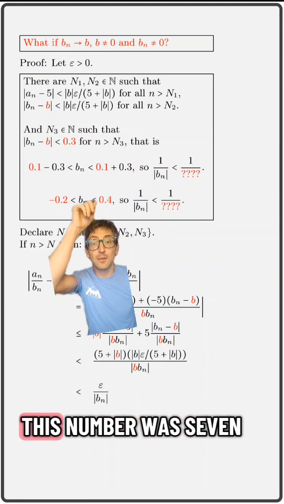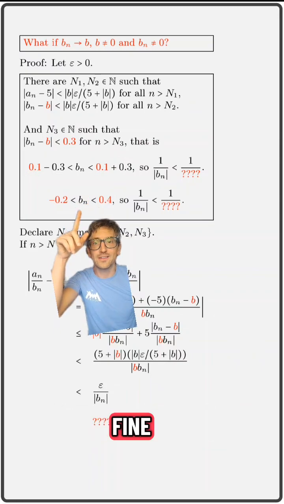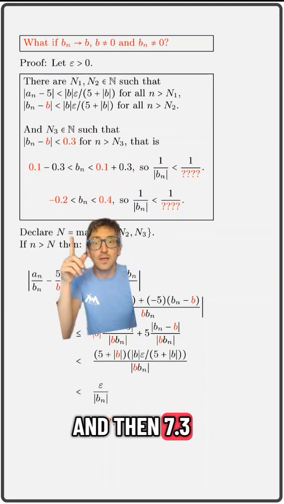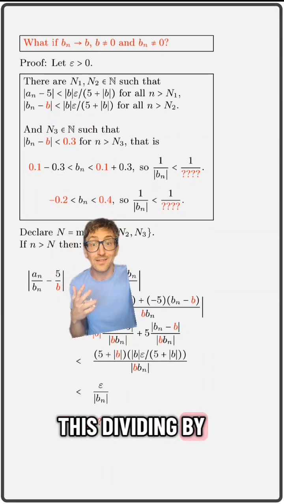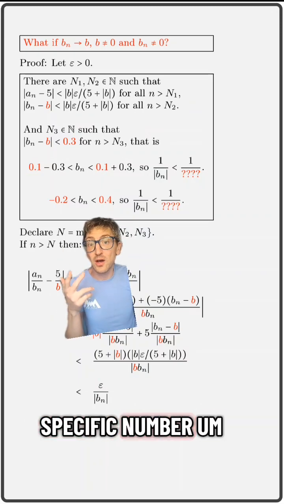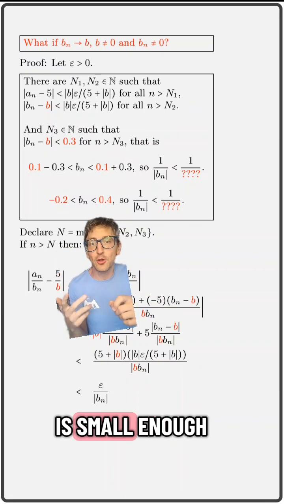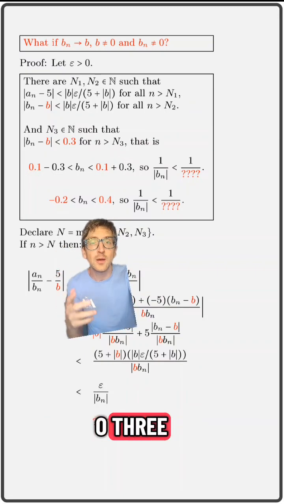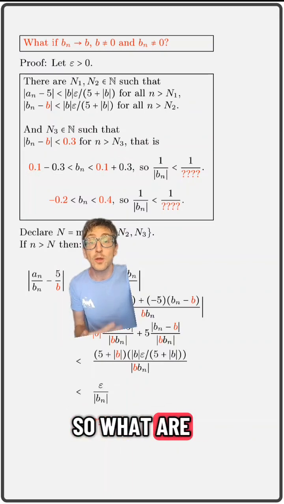Now remember, when this number was 7, it worked fine because I think we had 6.7 and then 7.3, and there wasn't this dividing by 0 risk possible. So for any specific number, you can just see if 0.3 is small enough. Maybe you'd have to pick 0.03, but we just have a number b. So what are we going to do?